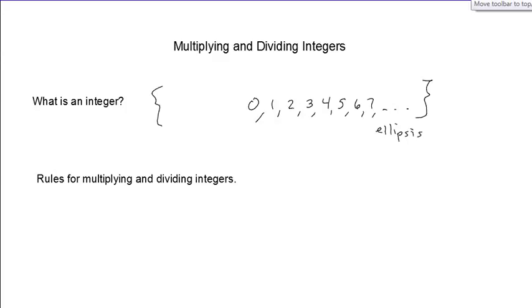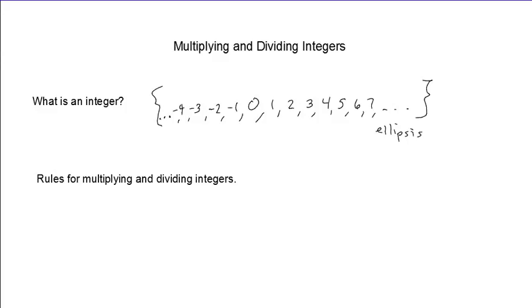Then the integers also contain the negatives of those numbers. So now we can go backwards, -1 and -2 and -3. And I didn't leave myself a lot of room, so I'm going to put an ellipsis here going backwards. And so those are the integers. In this lesson, we're going to talk about multiplying and dividing them. In the next lesson in the student math community, we are going to talk about adding and subtracting.